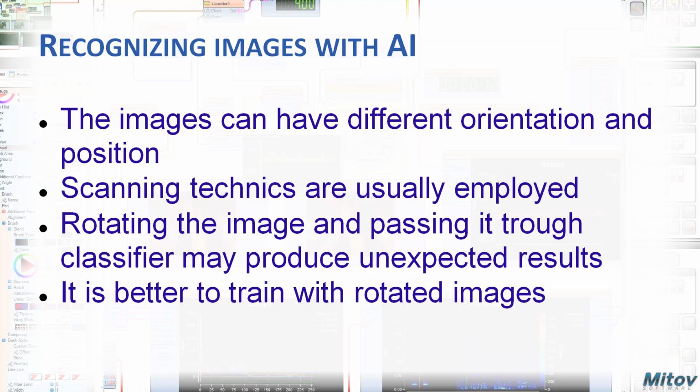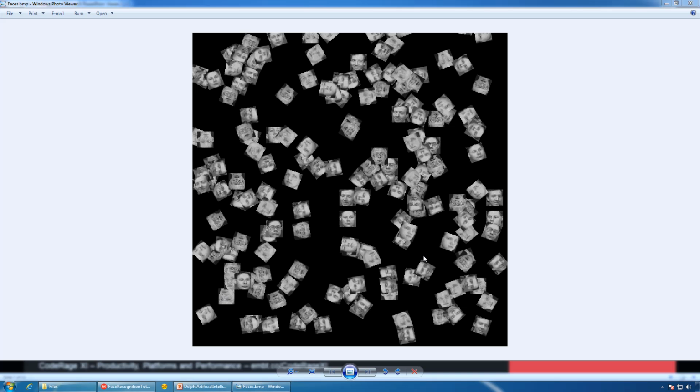Me2 Software has developed Vision Lab. Vision Lab includes a scanning component that can be used to scan an image with certain X, Y, and rotation step. The scanned images then can be sent to the Intelligence Lab classifiers for classification. Let's take a look at how the two libraries can work together. Here is an image that contains faces with different locations and rotation.